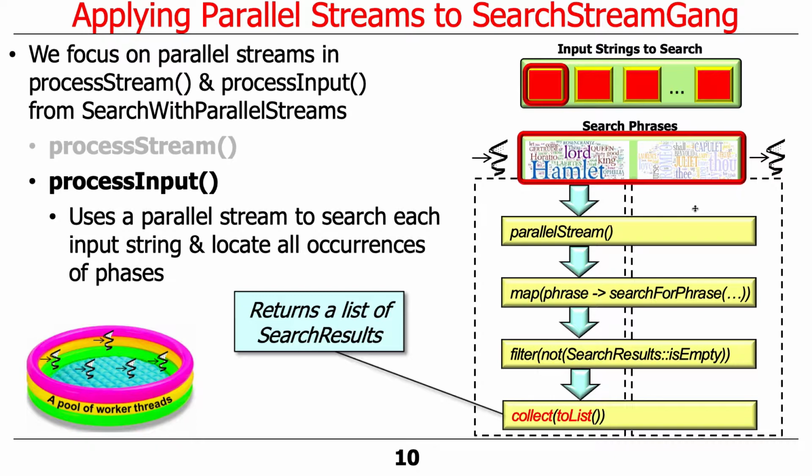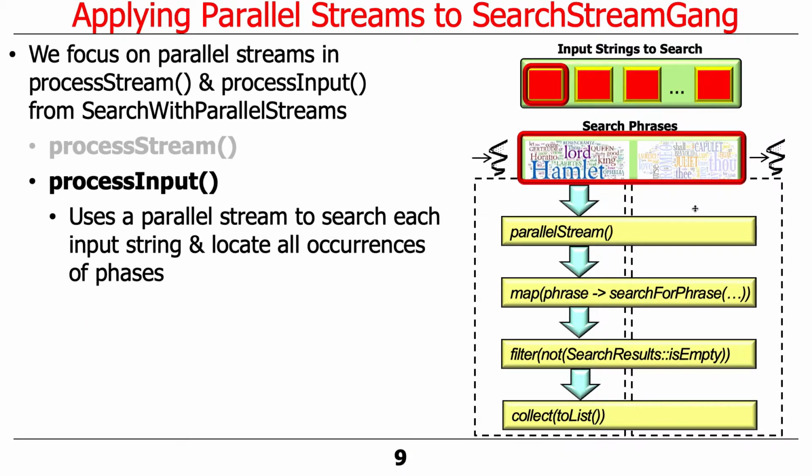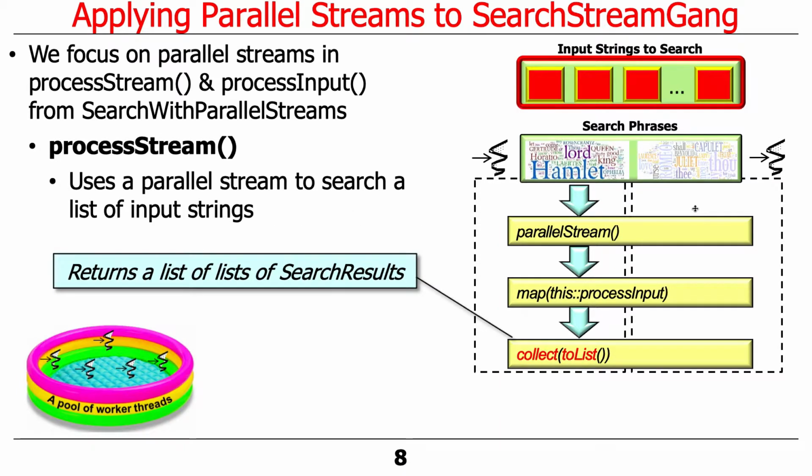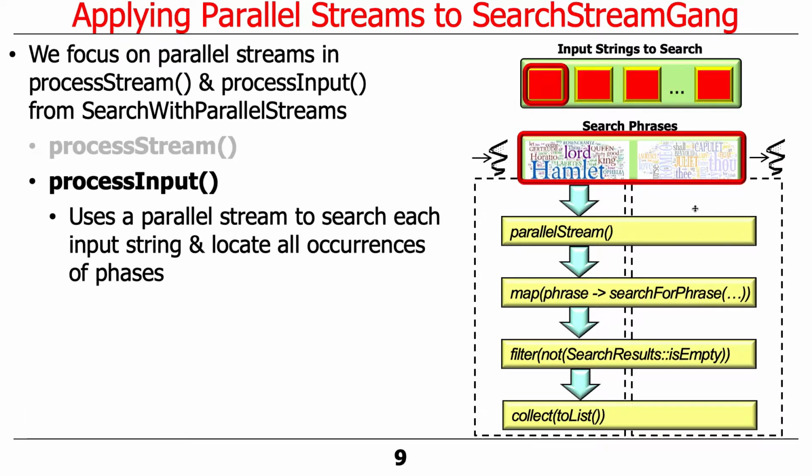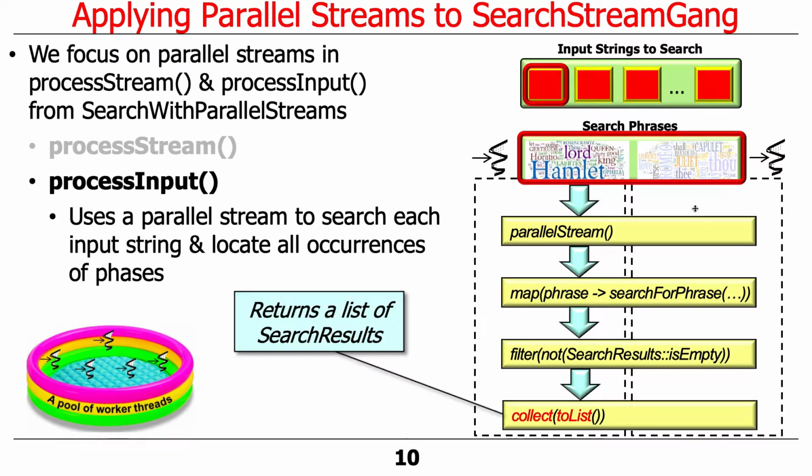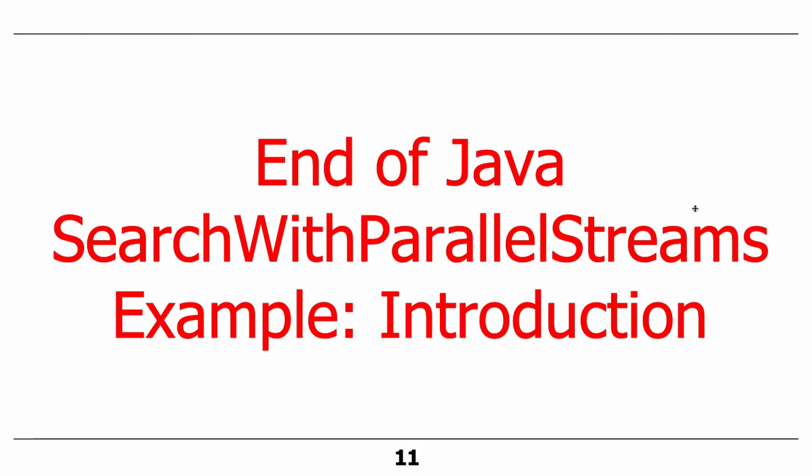Each call to process input returns a list of search results, and then those are all consolidated by process stream into a list of lists of search results. That'll be passed off to print phrases, as we talked about before, and that code is actually the same. So that's just a quick overview, refreshing your memory about how this particular example is defined. Hopefully no real surprises there. It looks almost identical to what we had before, just with stream replaced by parallel stream for the factory method to make the stream.